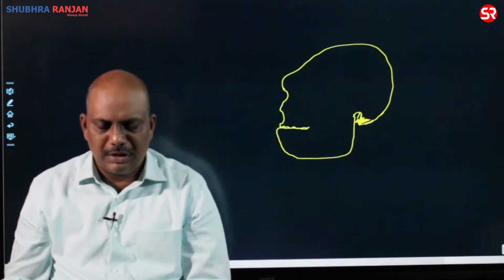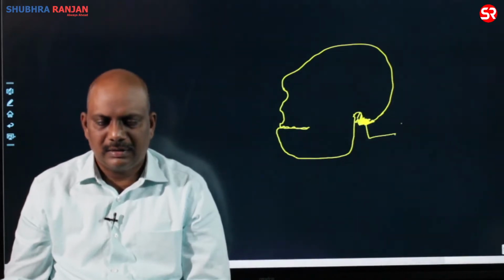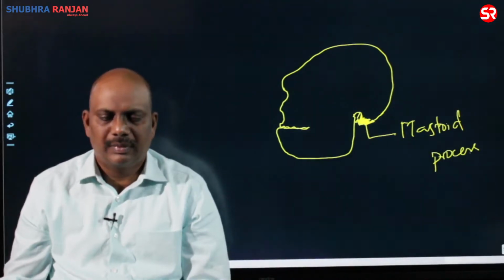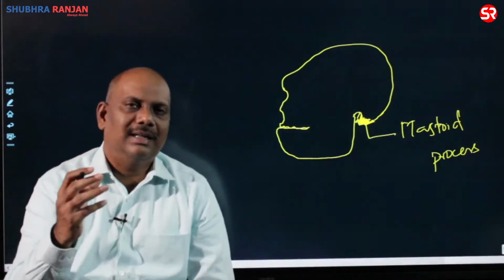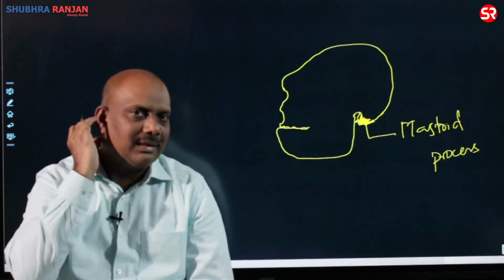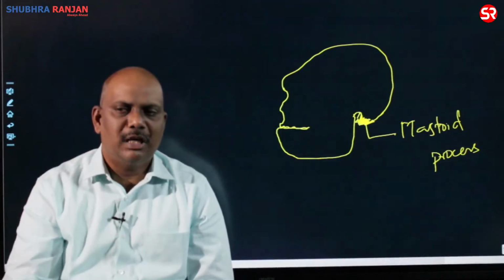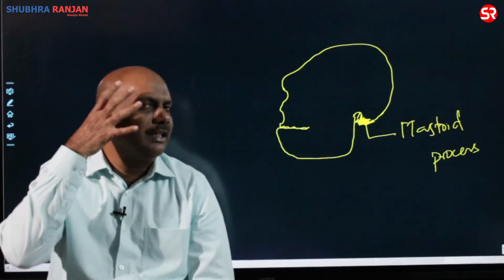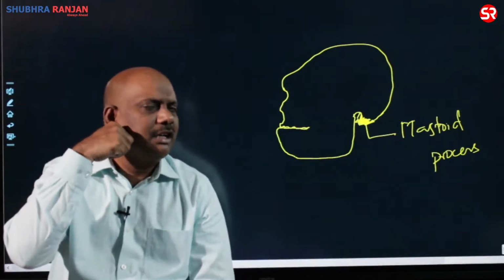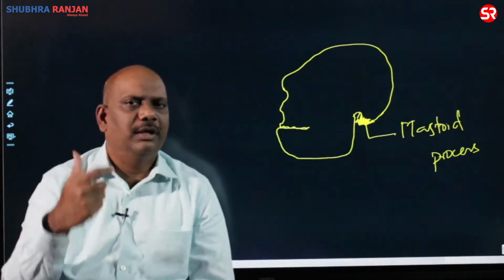This triangle shaped projection, right? This is the mastoid process. Mastoid region, right? That is a region in the temporal bone. This is the temporal region. So this mastoid process, you can feel it here, just behind the ears. If you touch, you can feel one triangle shaped bone here.